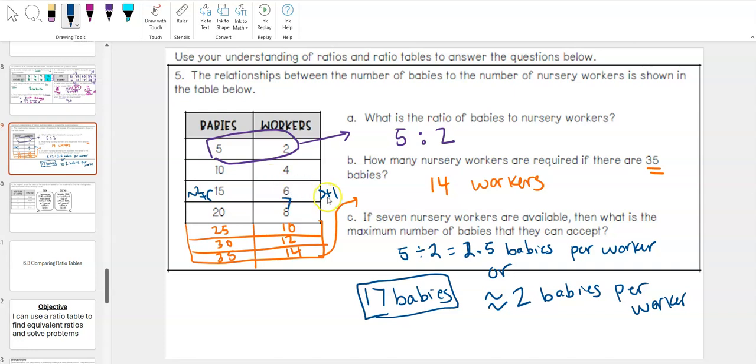So now, because I went up 1, I'm going to go up about 2, and that's going to give me 17 babies. That's the maximum number of babies that they could have if they have 7 nursery workers so that they are not out of compliance.